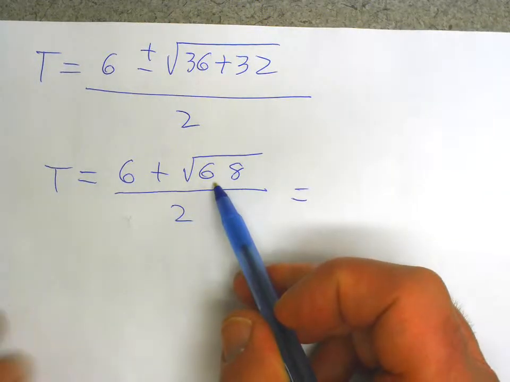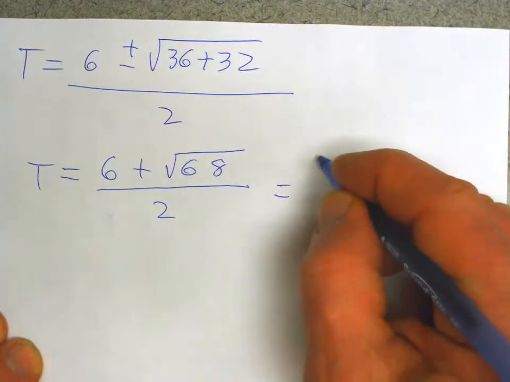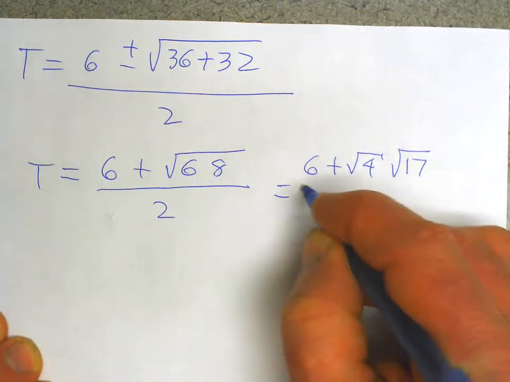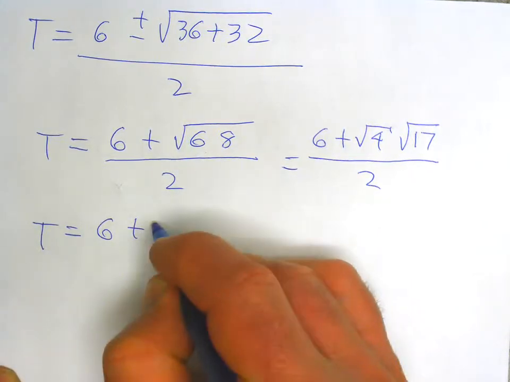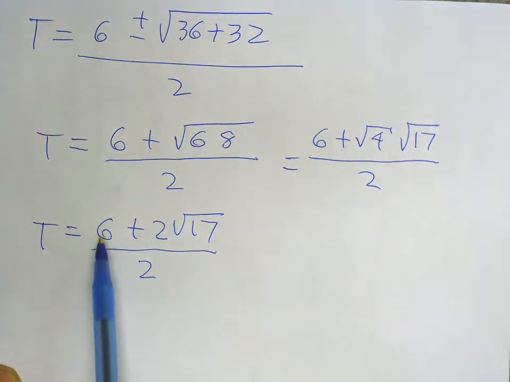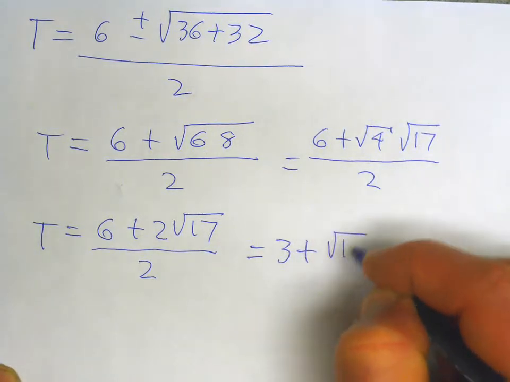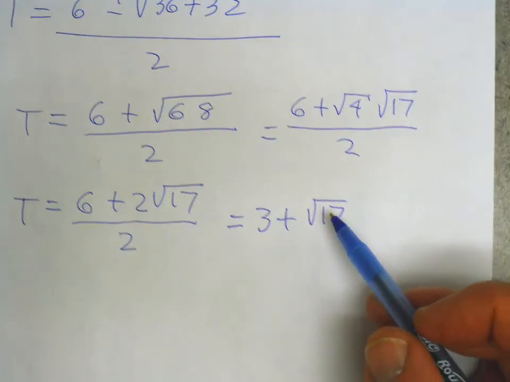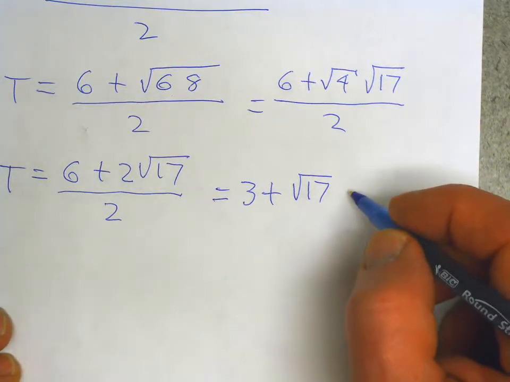And we can simplify the square root of 68. 4 times 17 is 68. So we can write this as 6 plus the square root of 4 times the square root of 17, all divided by 2. And then t equals 6 plus 2 times the square root of 17, all divided by 2. And then divide every term in the numerator by 2. We get 3 plus the square root of 17. The square root of 17 is a little bit bigger than 4. It's a little bit bigger than the square root of 16. So this is a little bit bigger than 7.